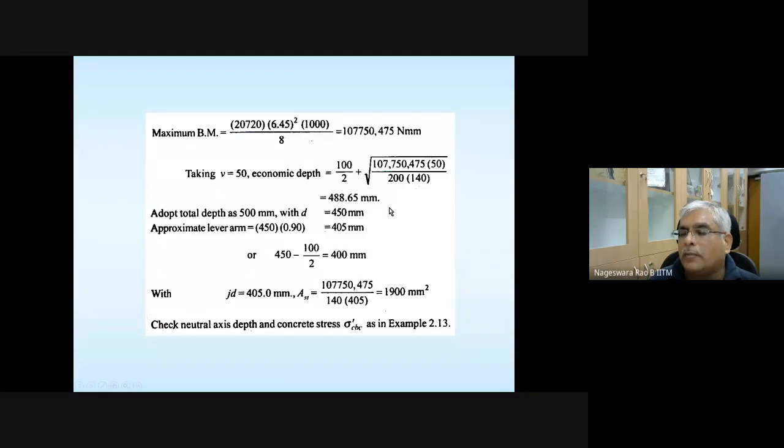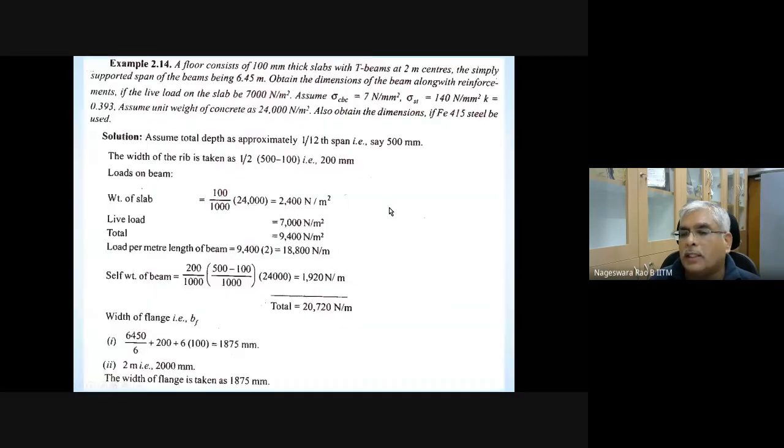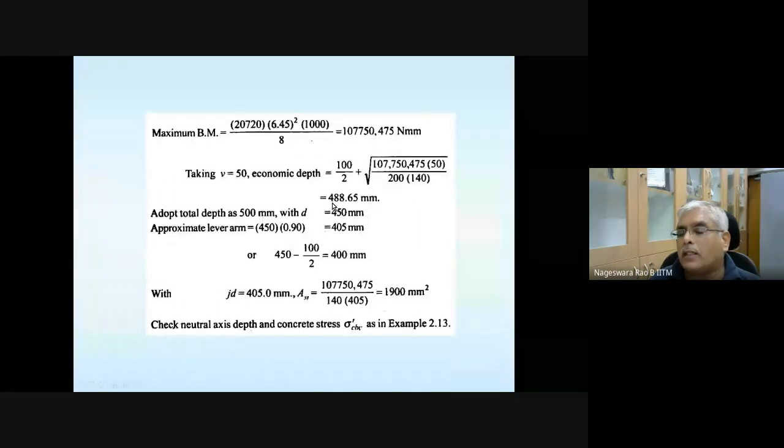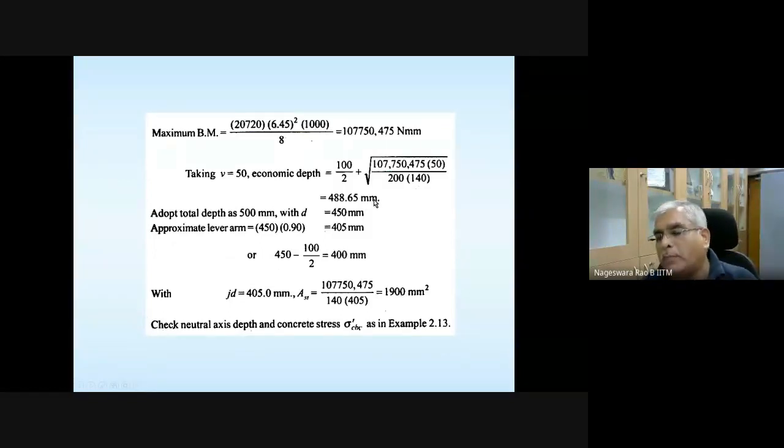And what is the depth we started initially? Please note that we started assuming some depth, 500 mm. And what is the economical depth we got? 488.65 mm. The depth that we started with is 500 mm. And now taking the overall depth as 500 mm, because taking shuttering and other things into account, depth can be actually reduced further by 10 to 15%. So let's fix overall depth.